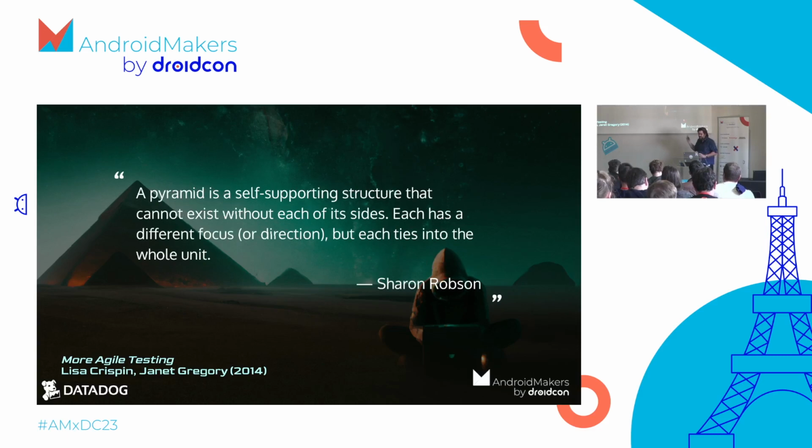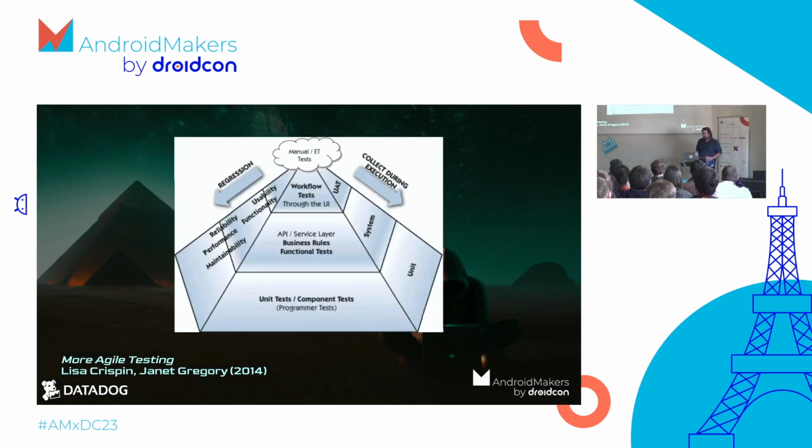And then Sharon Robson goes on into kind of the same idea that I had, which is that a pyramid is a self-supporting structure that cannot exist without each of its sides. Each has a different focus or direction, but each ties into the whole unit. So basically, it's the same idea. The original test pyramid is just a triangle. We need more sides to it. So she starts trying to think about what those sides can be, and this gave me most of the ideas that I'm going to explain in the talk.